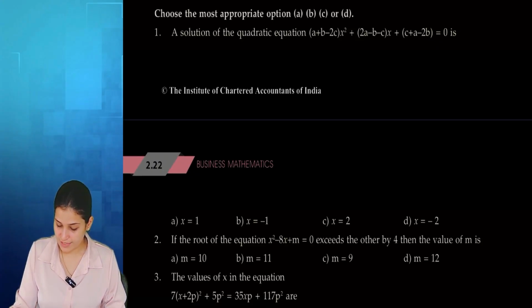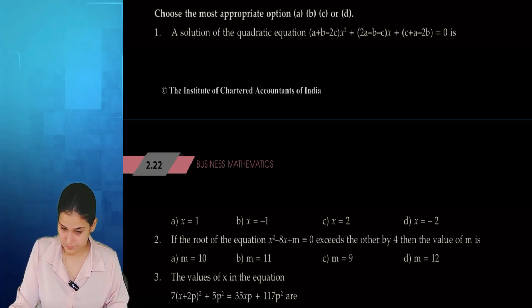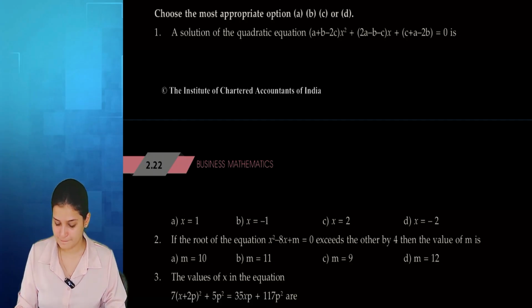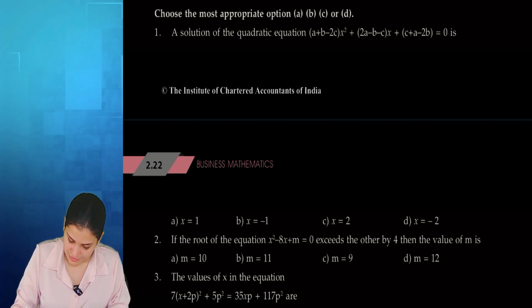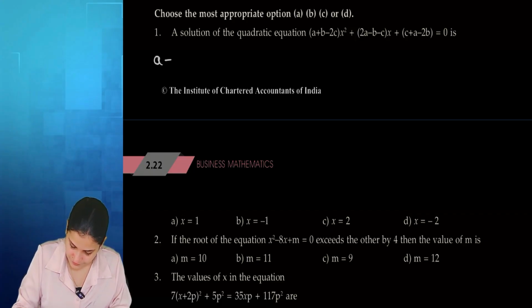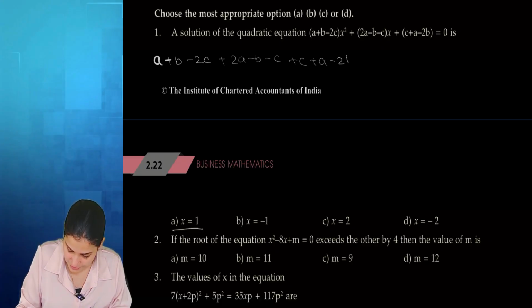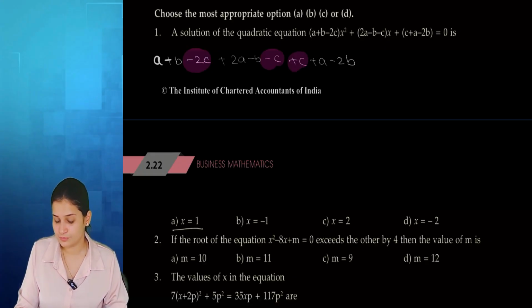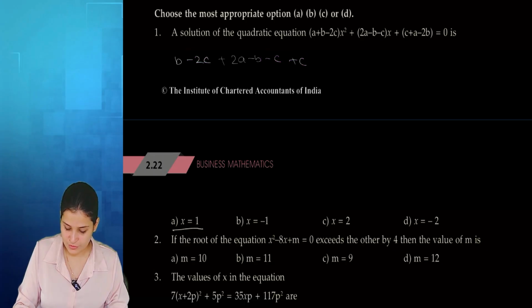A solution of the quadratic equation. Trial and error. We have to do trial and error. So let's see. If I put x equal to 1, a plus b minus 2c, 2a minus b minus c plus c plus a minus 2b. C itself does not get cancelled, minus 2c minus c plus c. So we can't have 0. So x equal to 1 is not a solution.